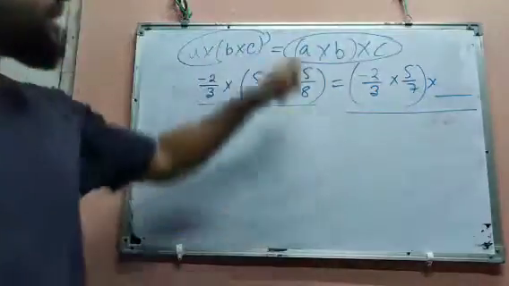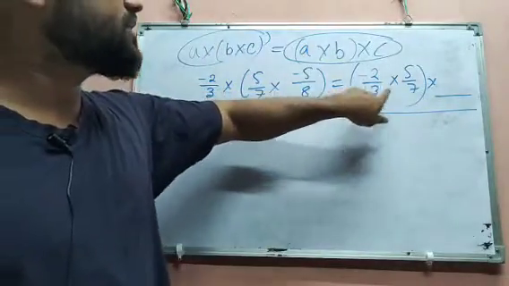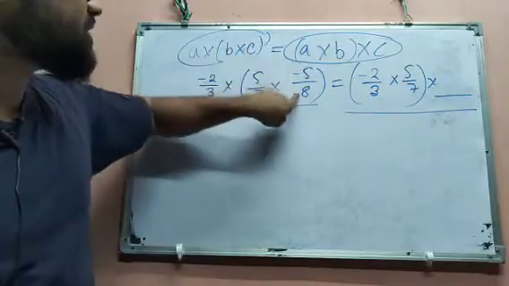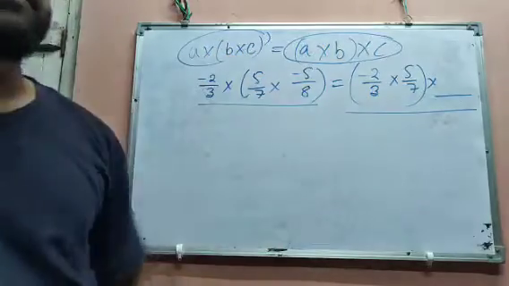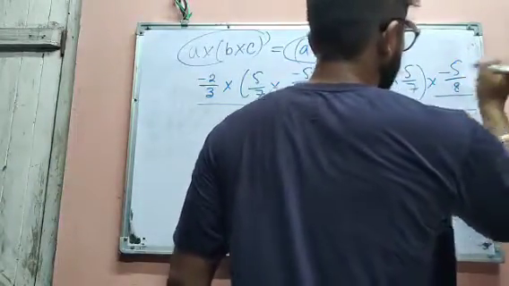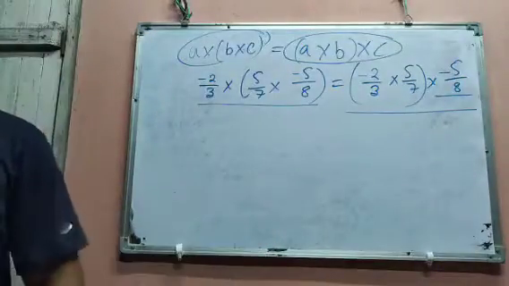So here A into B is minus 2 by 3 into 5 by 7. The remaining part is what? The C part. So C is represented by what? Minus 5 by 8. So in the fill in the blanks part, we have to put minus 5 by 8. Okay, so this is our answer.